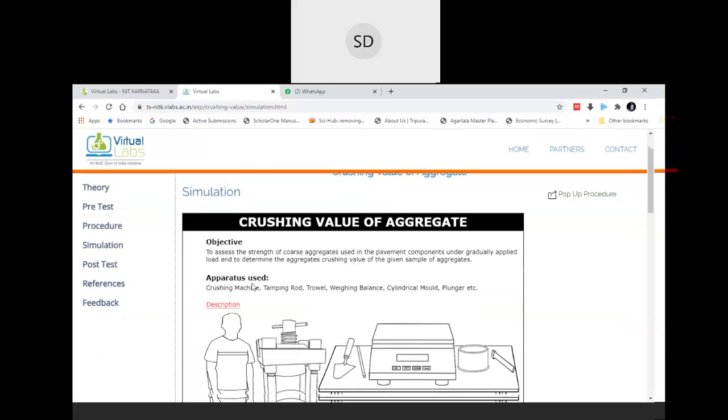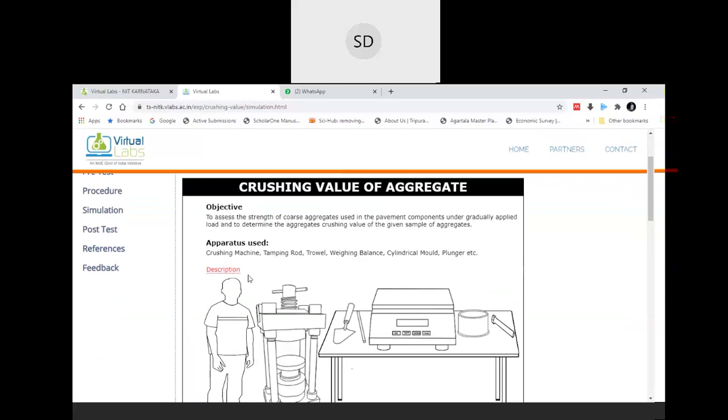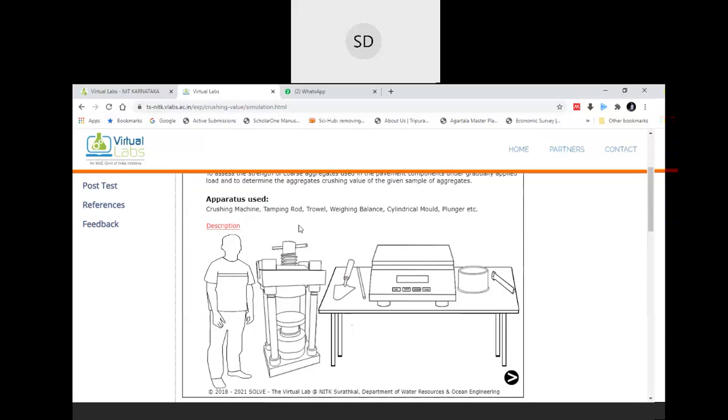So how will you do the test? First, the apparatus required is the crushing machine, your tamping rod, towel, weighing balance, cylindrical mold, and plunger, etc. required for your crushing test. Basically, this is the rammer through which you have to compact the aggregate, and this is your crushing test apparatus.